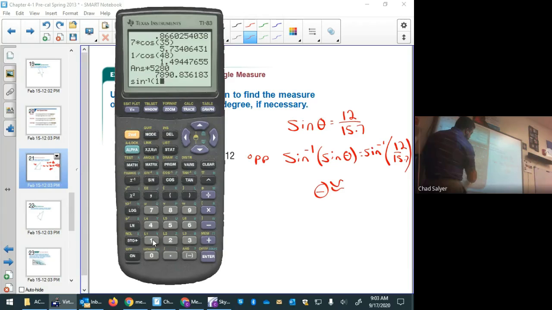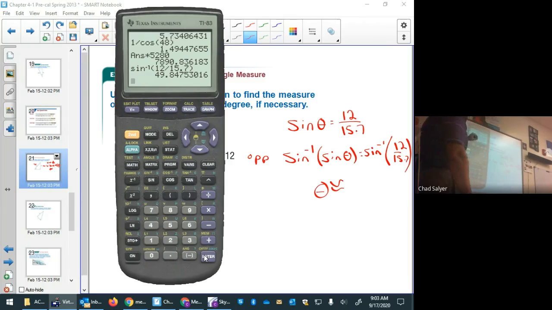Sine inverse 12 divided by 15.7. And the trig inverse functions have a very limited domain. So if you ever get a domain error, you screwed up your algebra somewhere. It's a pretty convenient check against mistakes, in fact.